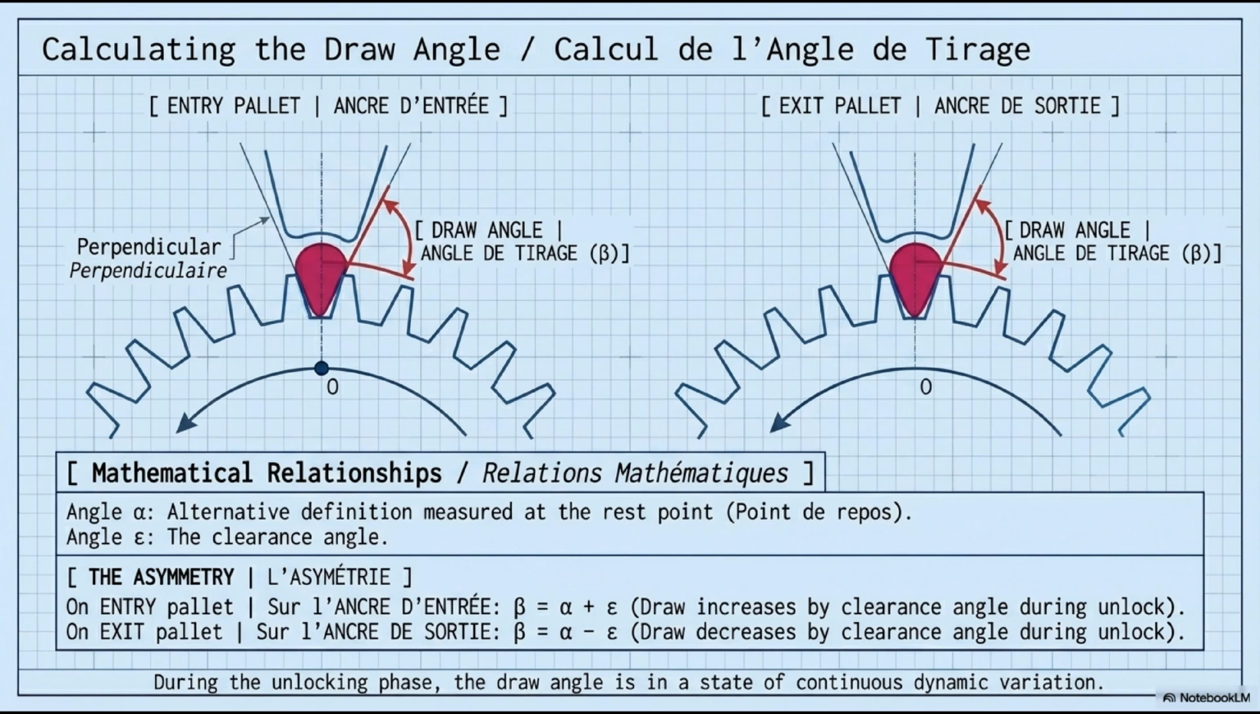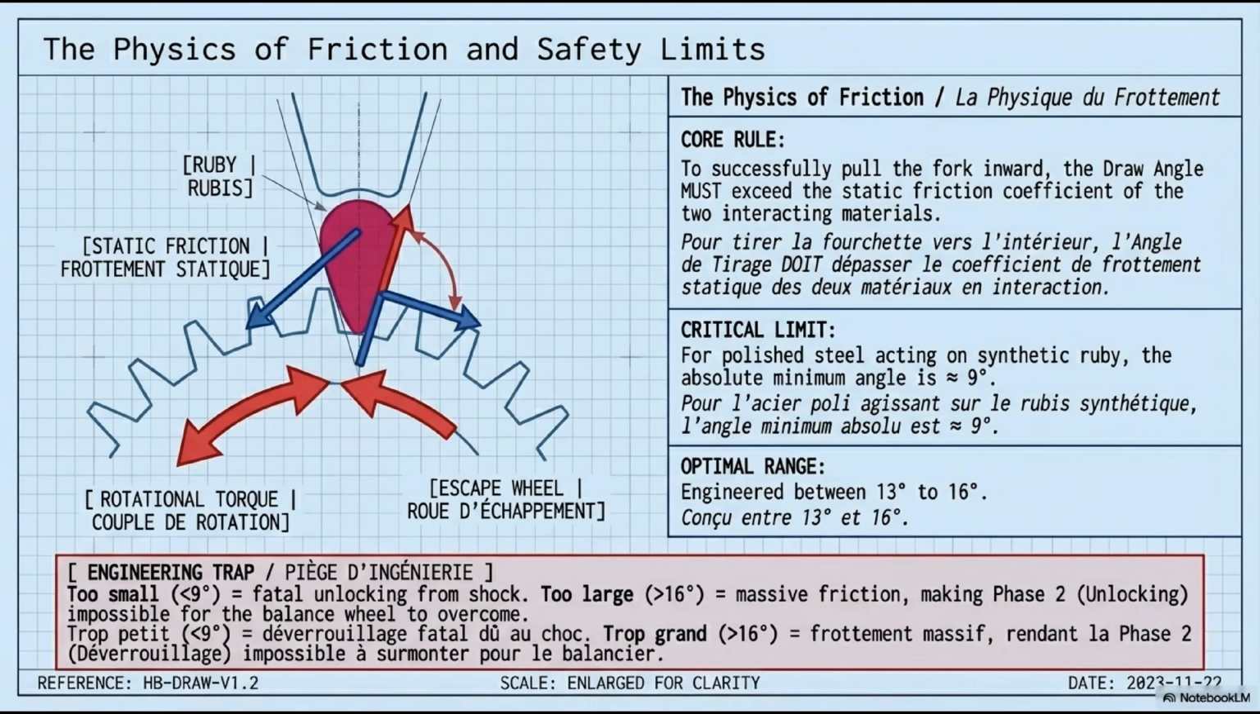Why? Because the entry and exit pallets sit at different geometric positions relative to the fork pivot, and the unlocking geometry plays out differently on each side. The optimal range for alpha is 13 to 16 degrees, well above the 9-degree minimum friction limit for steel on ruby, and below 16 degrees, where friction during unlocking becomes too large for the hairspring to overcome. This slide puts precise numbers on the draw angle engineering constraints and explains the physics behind each limit.